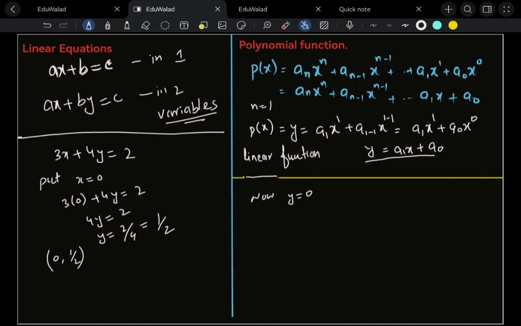So when y is equal to 0, 3x plus 4 into 0 equals 2. So 3x equals 2, so x is equal to 2 upon 3. So the second point is 2 upon 3 and 0.